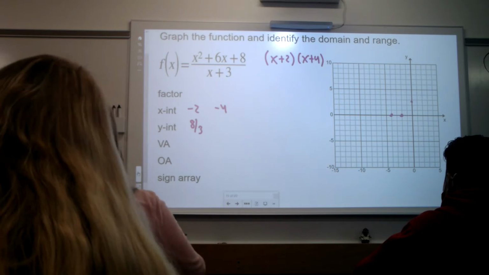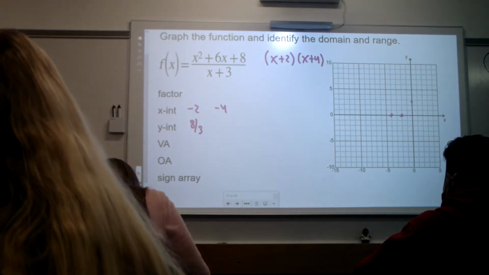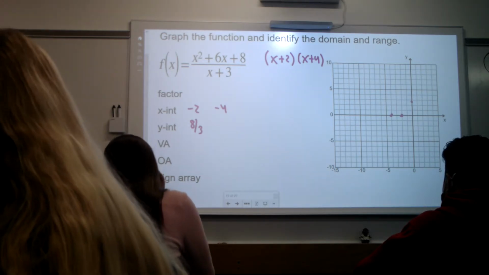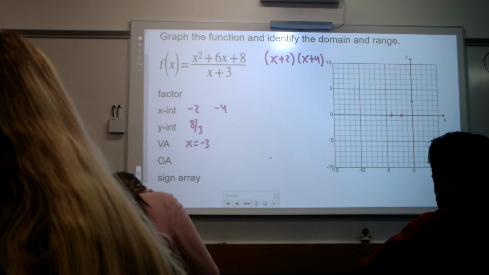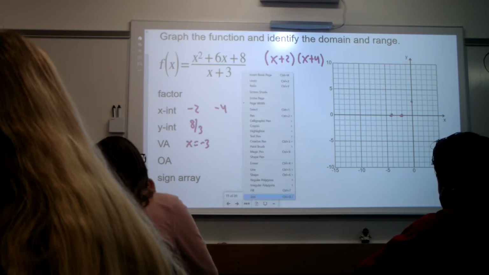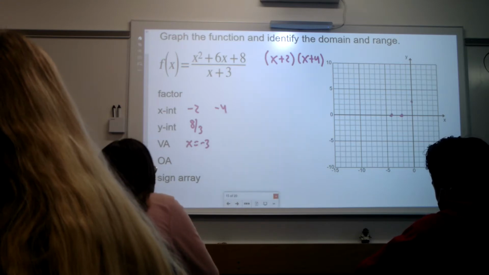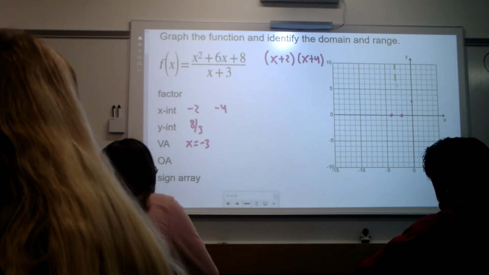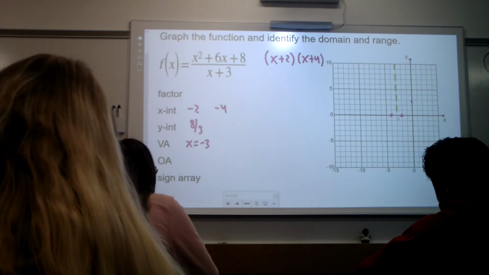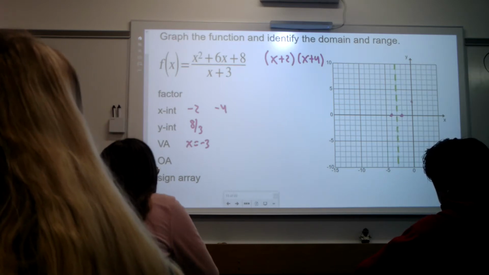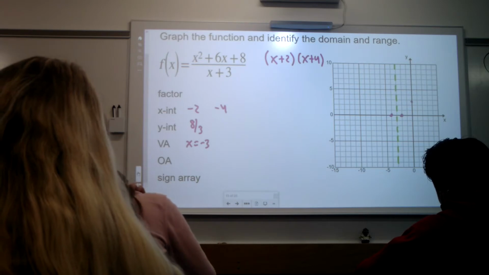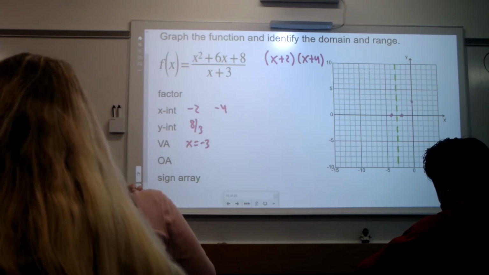Magdalene, can you tell something else about it? There we go. So the line x equals -3 is a vertical asymptote, because that's what would make the denominator 0, right? I'm going to come over here to -3. Okay, and there's that. So then the last one on here is our oblique asymptote.